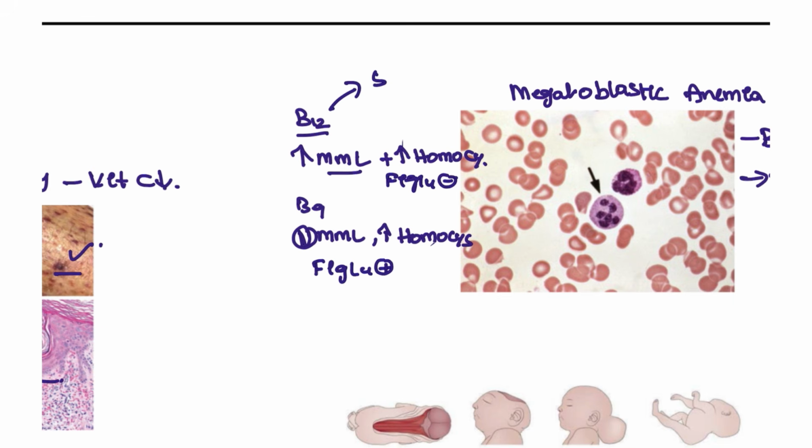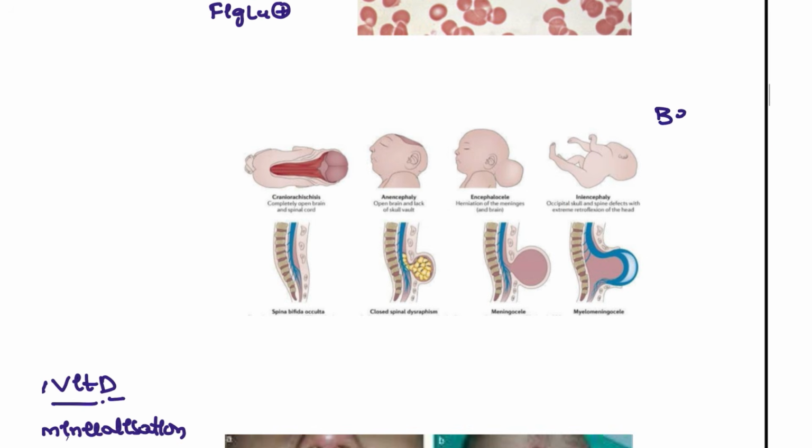B12 is more serious. There is a degeneration seen in the CNS. Okay, seen with the CNS. And the history will be of vegans. Mostly these are vegan patients. Next, B9 condition. B9 we just now discussed, it is going to cause neural tube defects in the patients.